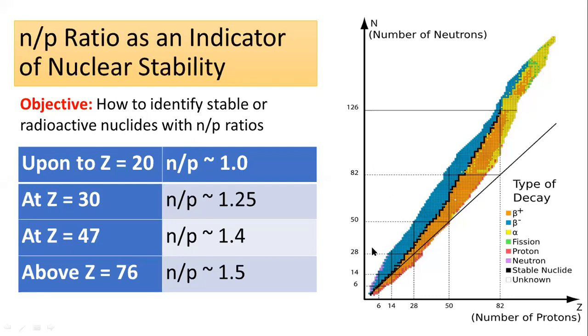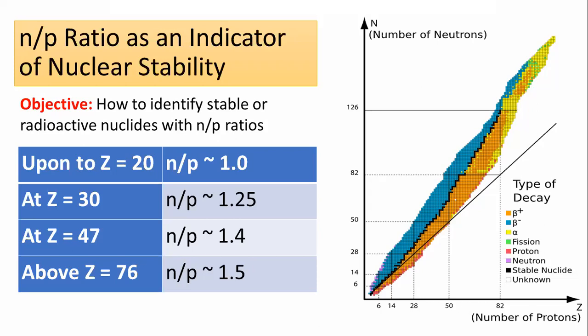Okay, so today's lecture is about how to identify the stable or radioactive nuclides with the neutron and proton ratios. As we have already discussed, nucleus stability depends on the binding energy and the average binding energy. If you want to correlate the stability of a nuclide, the average binding energy is the more appropriate term to define stability in comparison with other nuclides.